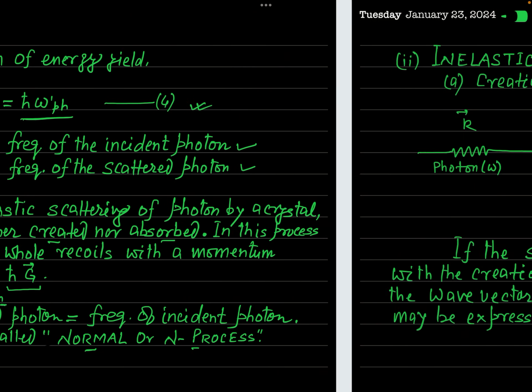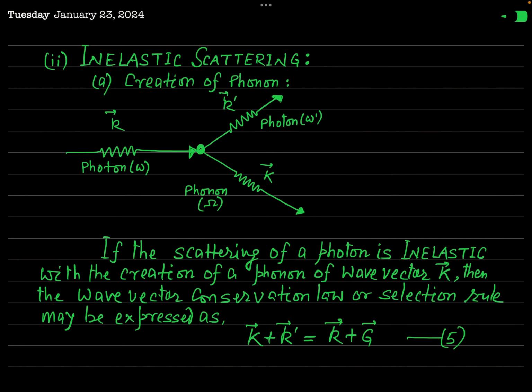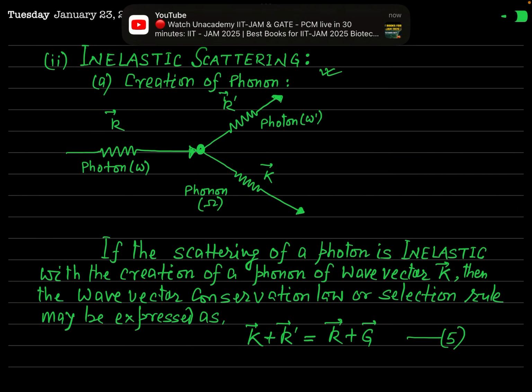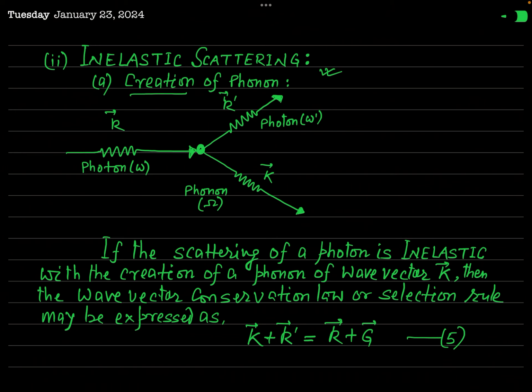Okay. So now let us see what happens in case of inelastic scattering. Actually, in this case, there are two possibilities. In the first possibility, we consider the creation of a phonon. Okay, you can see this figure. In this figure, I have shown a very small sphere. This is the scattering center. This is the crystal, or you can say this is the lattice, which acts like a scattering center.